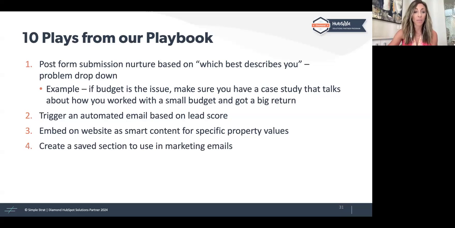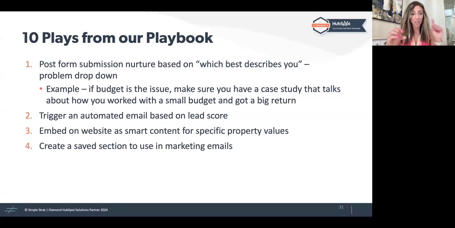So that's a great way to make content somewhat interactive and reflective of where that person is on their buying journey. You can create a saved section to use in marketing emails. If you happen to be putting together a lot of marketing emails, newsletters, that kind of stuff, you can create a saved section. Let's say you put the case study on the left, the short description, and the call to action button.